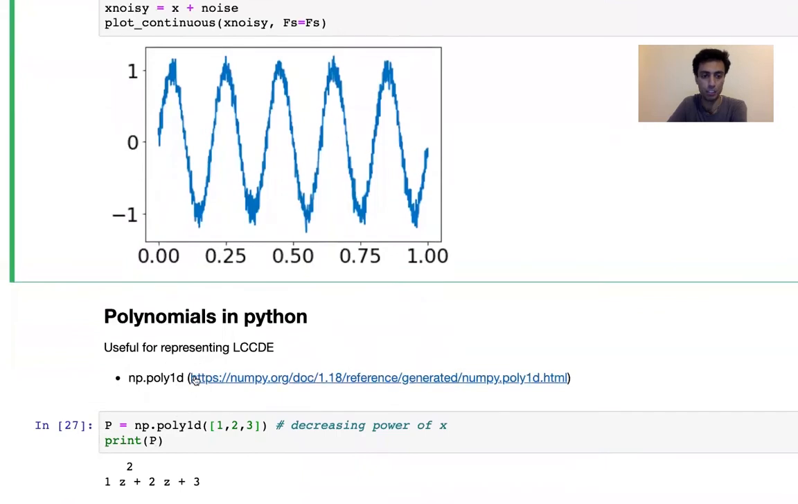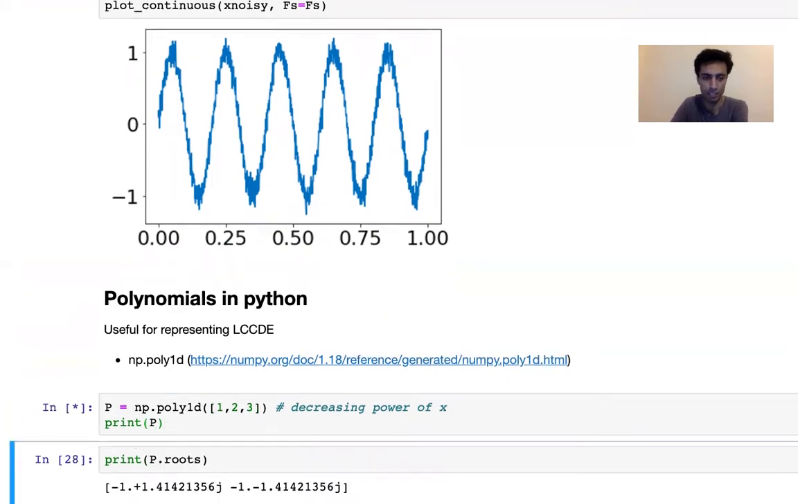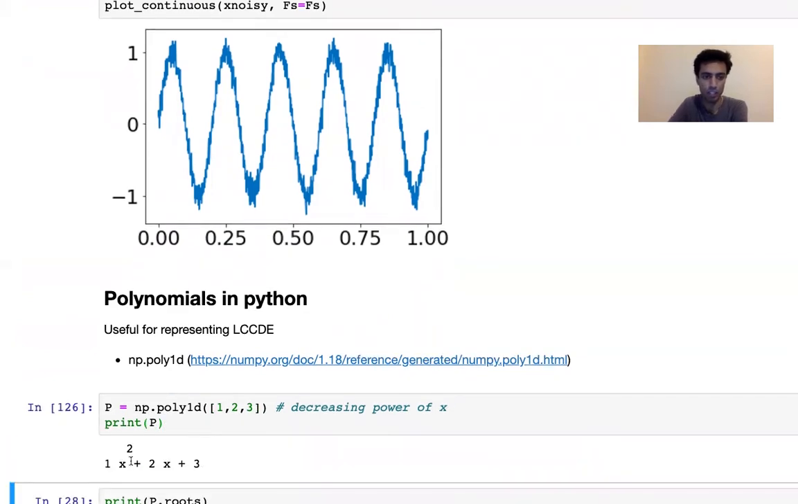Let's see how this function works. I will say p is a polynomial, np.poly1d of 1, 2, 3. These are the coefficients in decreasing power of x. So if I run it, I get 1x square plus 2x plus 3. This is the coefficient of the largest power, which means from the 0th index, first index, second index: x square, x, and x to the power 0, which means 1.